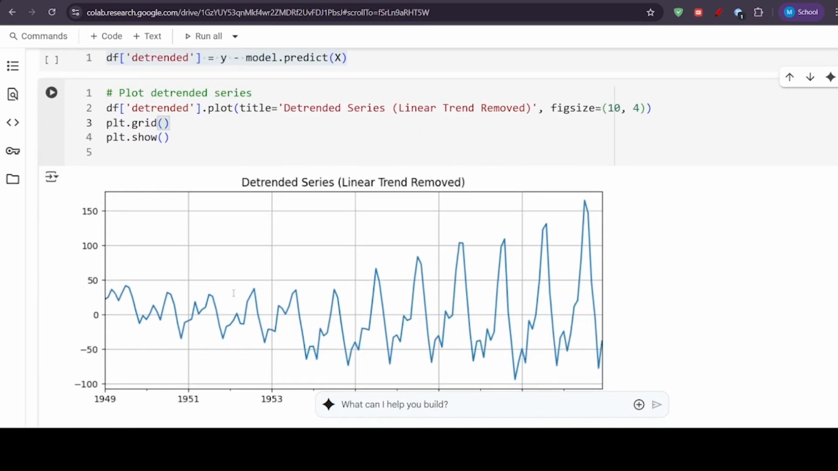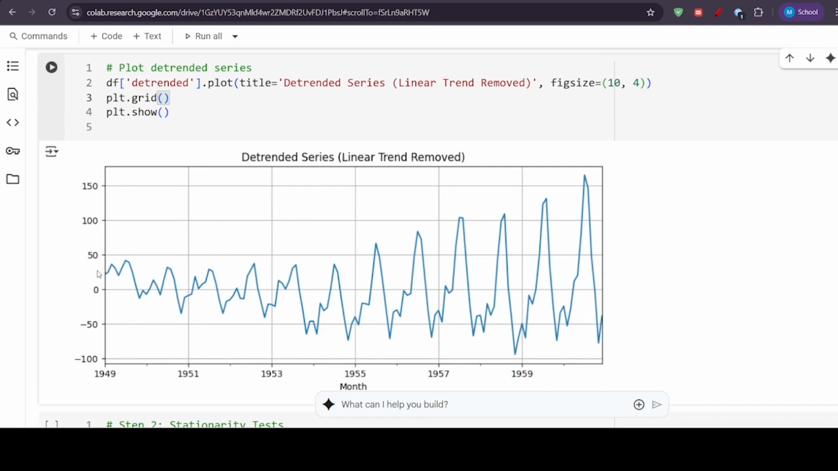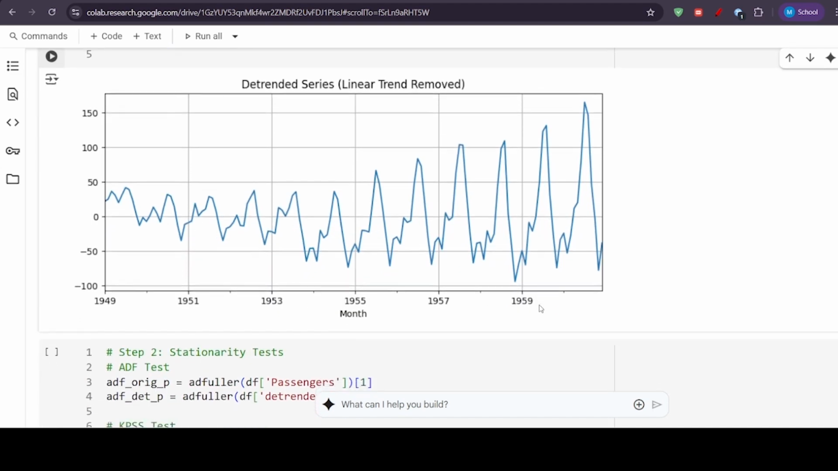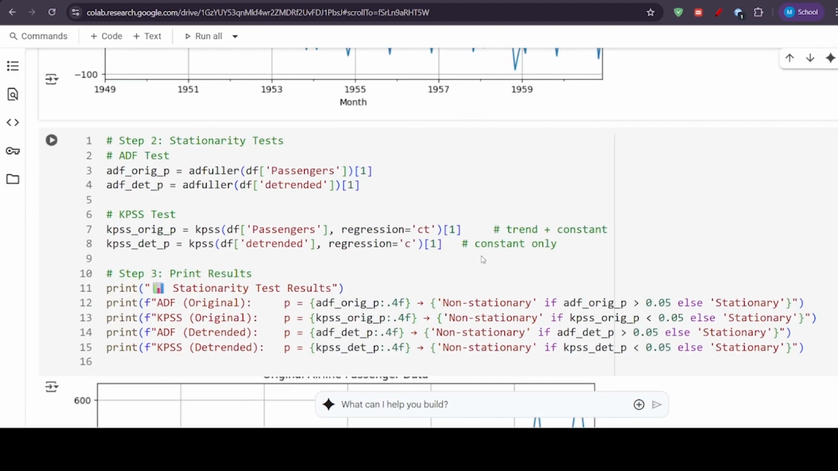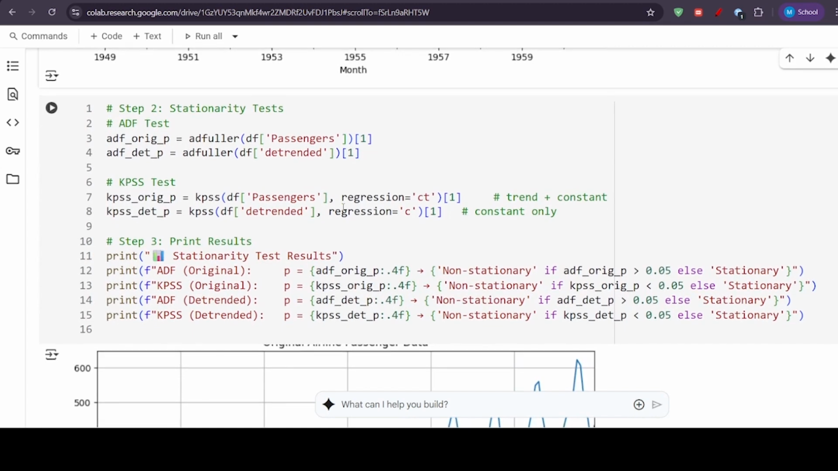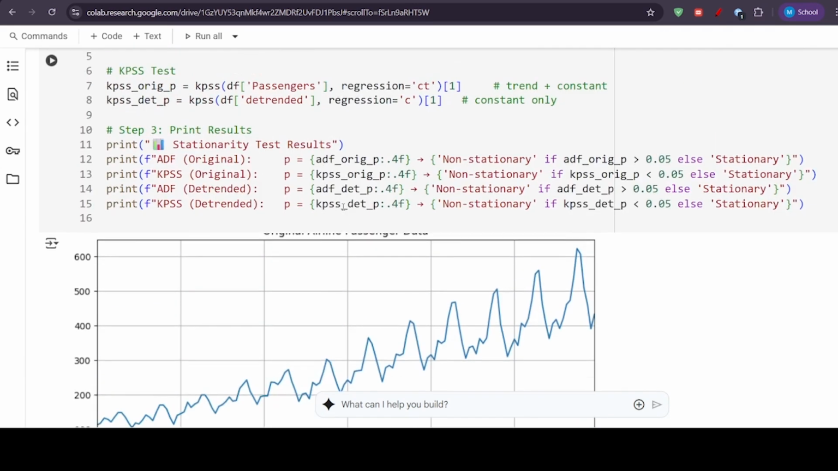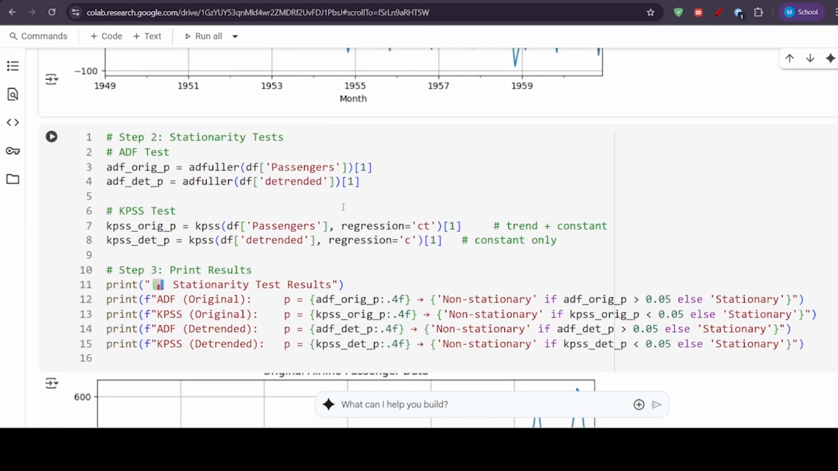If I plot this data again, you can see it has come under a very narrow range, it is not going upward, and it is not varying too much. So maybe it will not pass the ADF or KPSS test, but at least it's not trending now. Now again you can do the same Augmented Dickey-Fuller test and KPSS test.